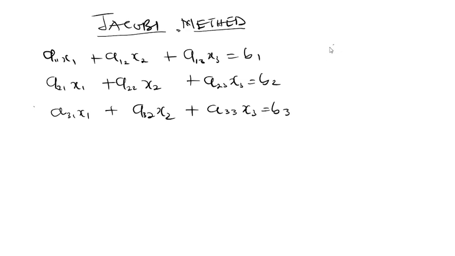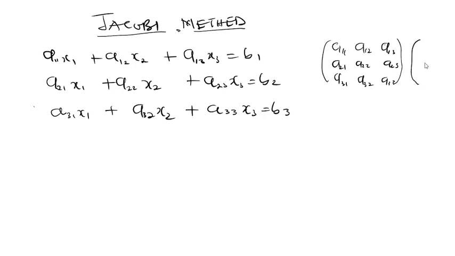Let's say the matrix from this system of linear equations can be a11, a12, a13, and then a21, a22, a23, and a31, a32, a33. Then the other side can be b1, b2, b3. Right. So let's continue using the Jacobi method.